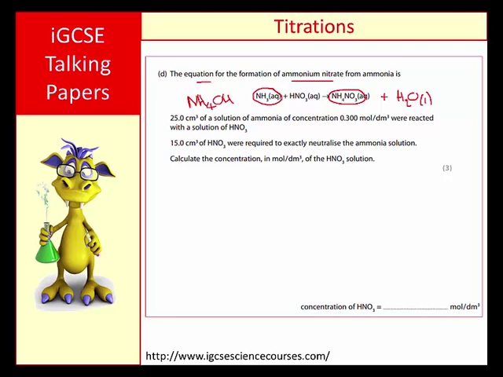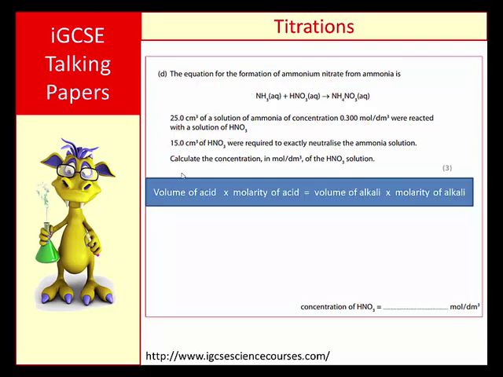We're told 25 cc's of the ammonia solution, of concentration 0.3 molar, were reacted with a solution of nitric acid. Now we're told 15 cc's of the acid were required to exactly neutralize it. Calculate the concentration of the acid. So let's see what the equation should tell us. Now what do we got? Volume of acid, we have got that because it's there. Molarity of acid, no, we're asked to find that. Volume of alkali, we've got that, that is there. Molarity of alkali, we've got that, and that is there.